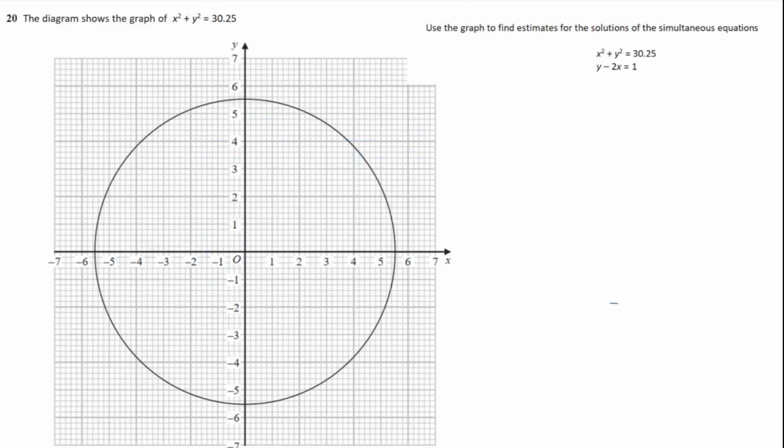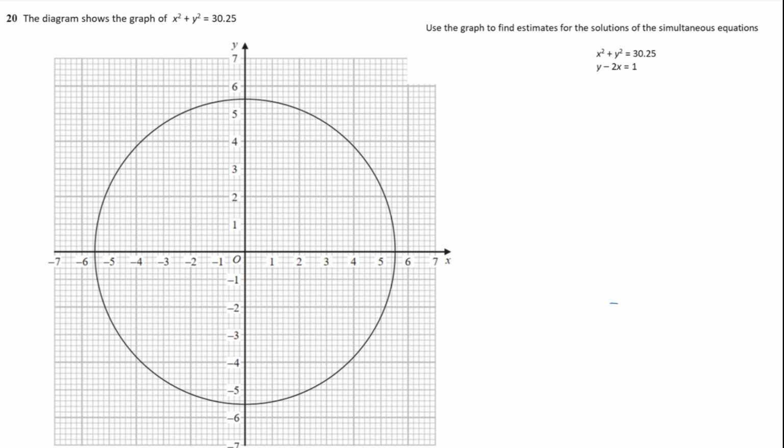Good job. Question 20. The diagram shows the graph of x squared plus y squared equals 30.25. Yes, it does, because anything in the form x squared plus y squared equals r squared is the equation of a circle with radius the root of that number, isn't it? So I expect root 30.25 is 5.5 in that case. Yes, so that's what we've got.